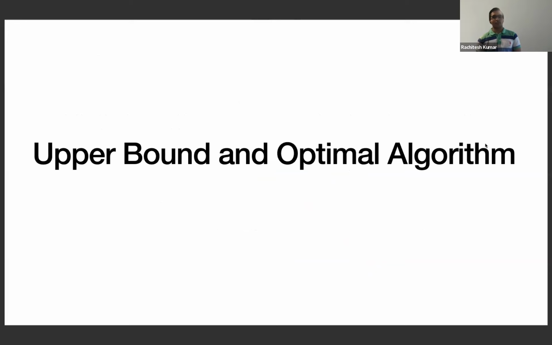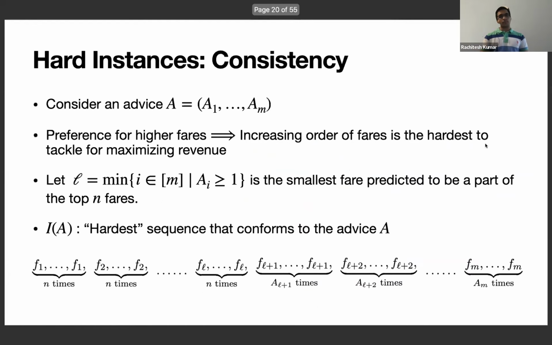All right. So with that, I'll dive right into our results, which is how we establish our upper bound and our optimal algorithm. The way we'll establish our upper bound is through a collection of hard instances. Let me try to build up to that. So consider an advice A. This is again a tuple A1 to AM, where A_i is your predicted number of customers from fare class F_i in your top n fares.